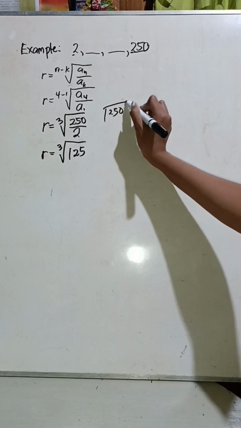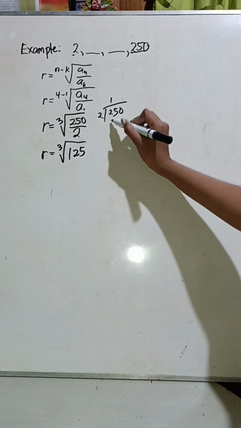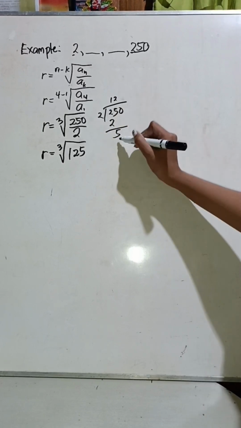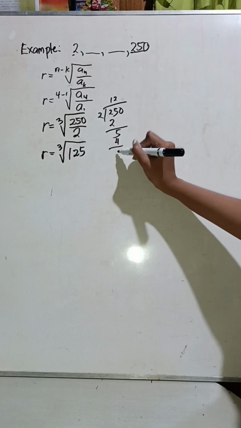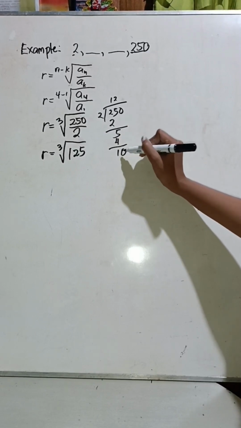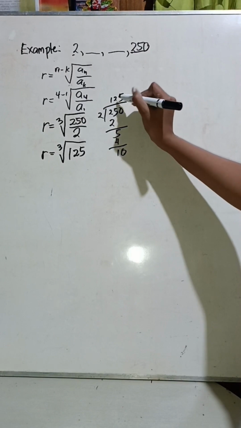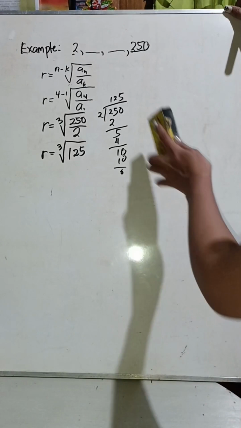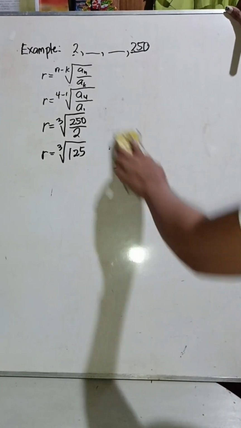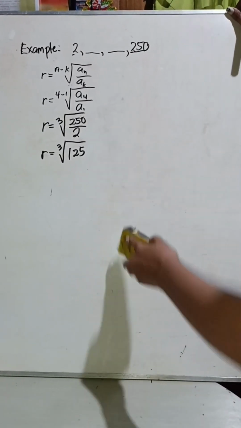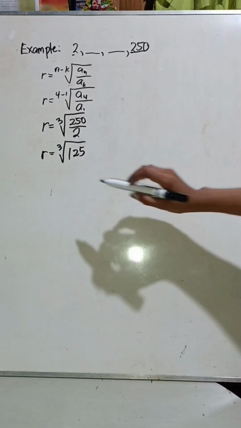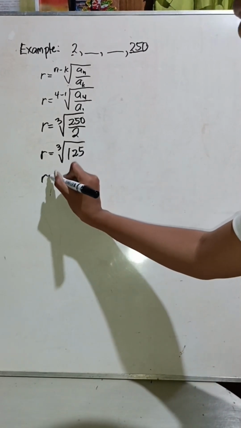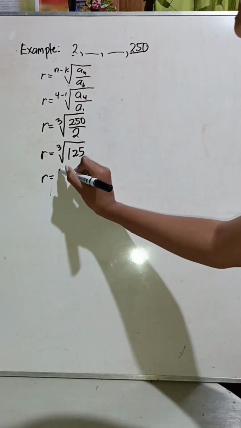250 divided by 2. So, 1, 2, 5. 5 divided by 2 is 2. 2 times 2, 4. 1, bring down 0. So, 10 divided by 2 is 5. 5 times 2, 10. 0. Okay? So, let us now proceed. We have 3 square root of 125. Pila may answer, ana? It is equals to 5.